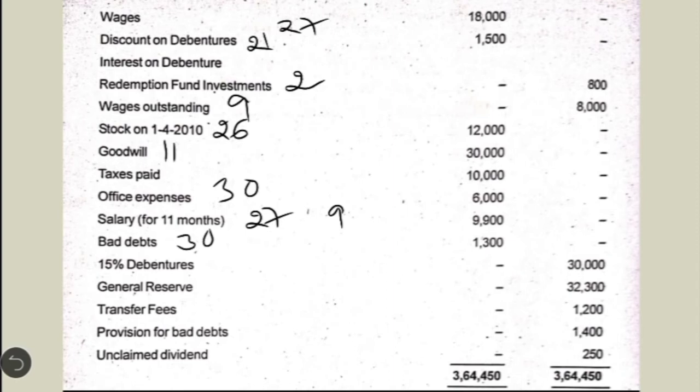15% debentures we have, that should be shown in note number 3, that is secured long-term borrowings. Then general reserve in note number 2. Transfer fees, if you check here, it is a credit balance, so it is the transfer fees received, so it should be taken in note number 23, that is other income. Provision for bad debts, so this is the old reserve which they had created earlier, so it should be adjusted to the bad debts in note number 30. Then unclaimed dividend we have to show in note number 9, that is other current liabilities.